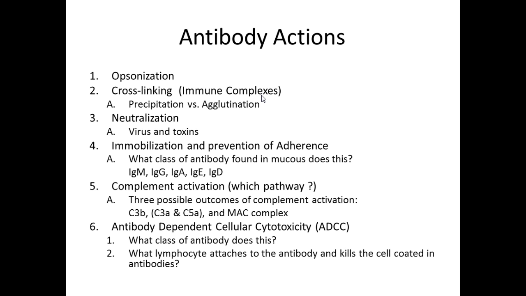So the next one is complement activation. Do you remember which pathway? There are 3 different pathways for complement activation. Which one is started by antibodies interacting with complement? The classical pathway. Correct. But all pathways, no matter how they get started, have these possible outcomes. You can have the production of C3b. And what does C3b do?